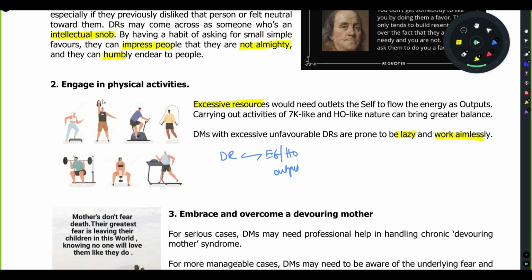Because by working on the output, this activates the 7K light activities, and the hurting officer light nature. Because direct resource can see 7K. Direct resource can see eating god and hurting officer. The one thing that direct resource doesn't like to see is wealth. Because wealth controls direct resource.